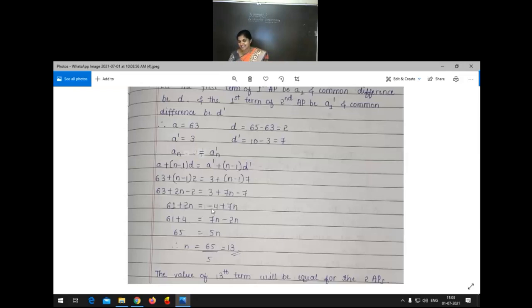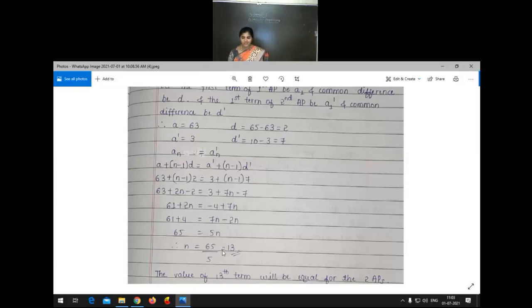Take like terms to one side. Transferring this minus 4 to this side, it becomes plus 4. Then 7n, and take this 2n to this side as minus 2n, grouping like terms on one side. Then 61 plus 4 is 65, and 7n minus 2n is 5n. Therefore n is equal to 65 by 5, that is equal to 13. So we got n is equal to 13.